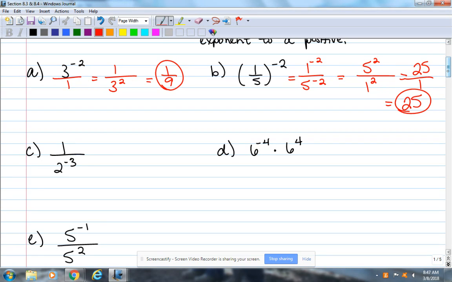So the next fraction says 1 over 2 to the negative 3rd. So what do you think we're going to do? So what do we bring to the top? 2 to the 3rd. And it's okay to have an empty denominator. That just means it comes out to be a whole number, right? So what is 2 to the 3rd power? 8. So that one just simplifies to 8.